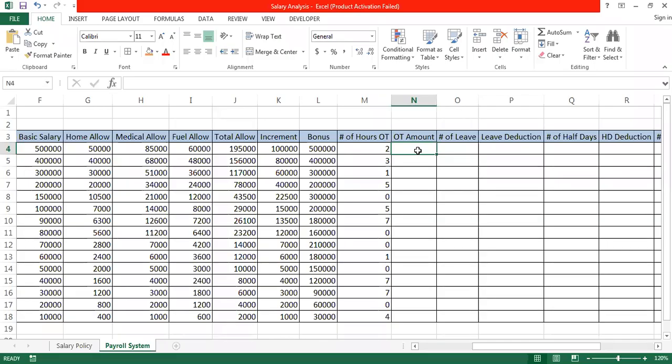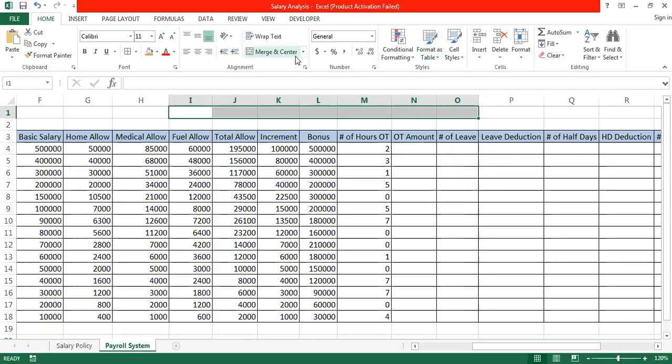Now, before we calculate the overtime amount, we will see what can be the formula for overtime amount. Overtime amount can be calculated if we know the number of hours overtime has been performed, multiplied by the per hour basic salary, multiplied by the overtime amount rate.